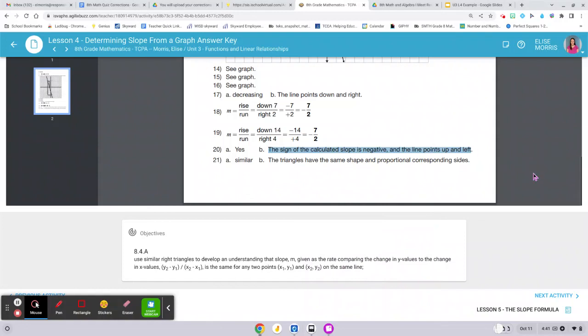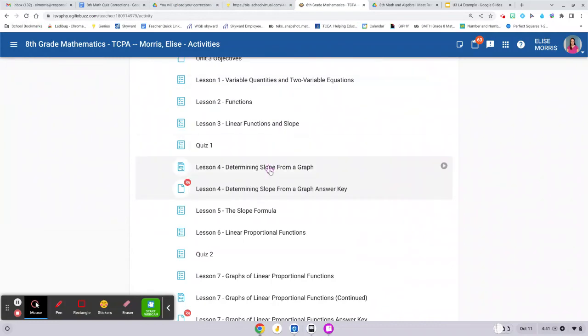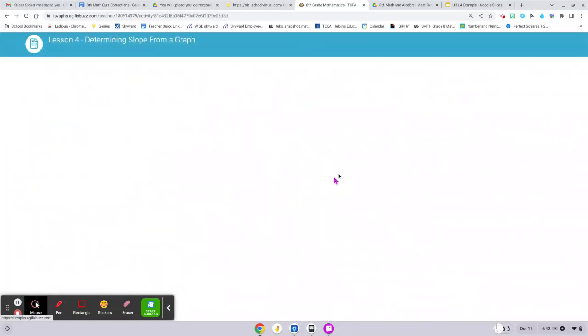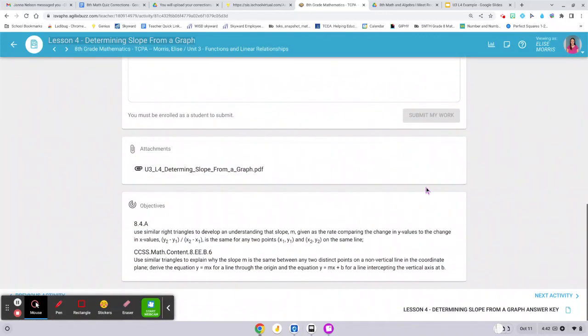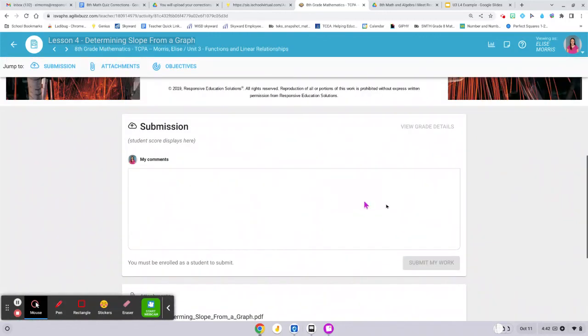I do want to encourage you to choose Delta Math because I think there's a lot less explaining and there's just more practice with the practical applications of slope. But you can choose either one. And what you're going to do is submit. So let me go back and show you. All the way at the bottom here. Okay, this was the document.